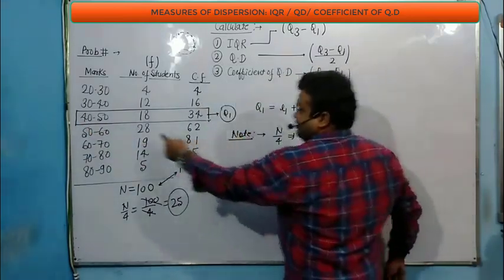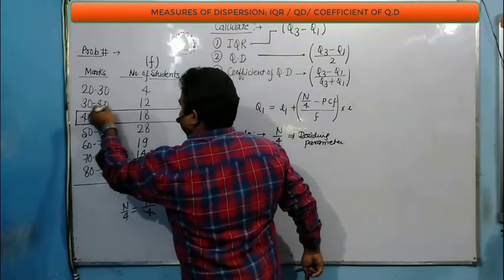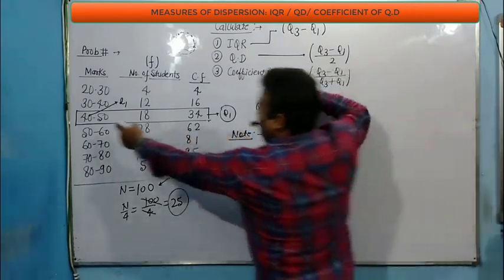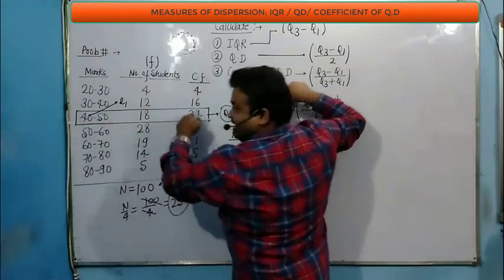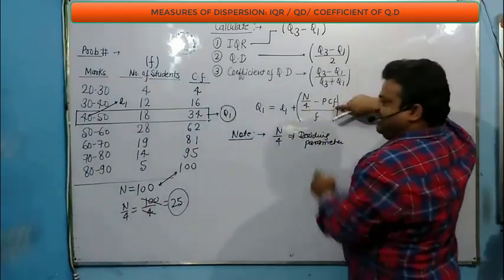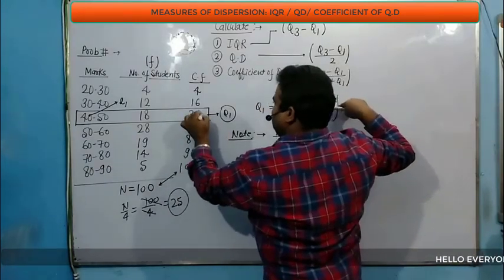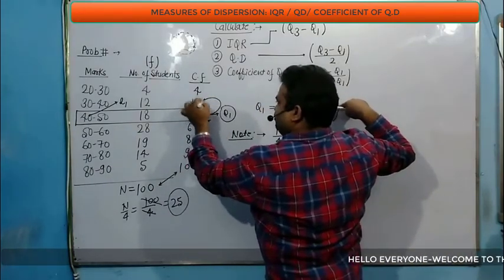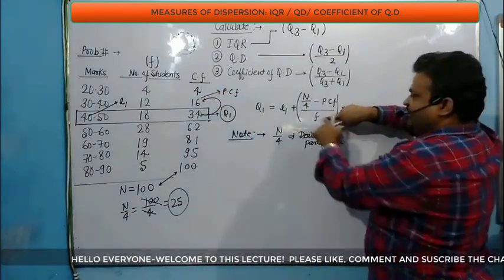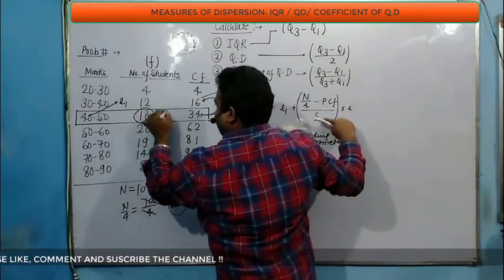Now this is my lower limit, this is my upper limit. So this 40 is considered as L1. L1 is the lower limit of this class. What is n by 4? Already calculated. What is PCF? Previous cumulative frequency. So just before this, 16 is my previous cumulative frequency. What is F? F is the frequency of the median class. So this value is my frequency value.